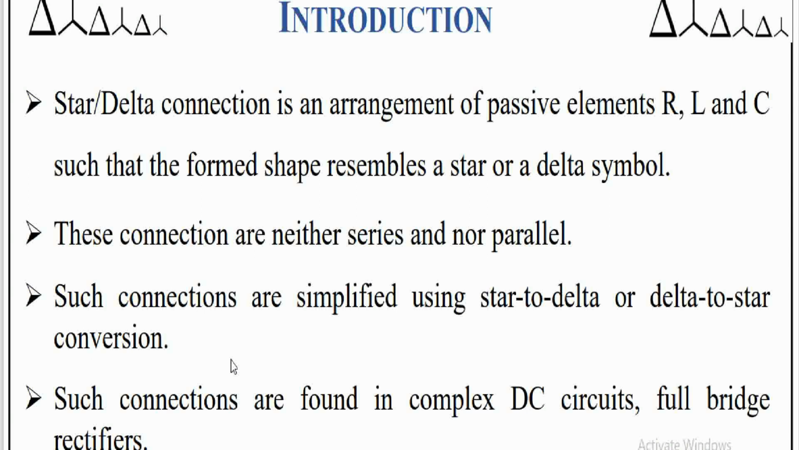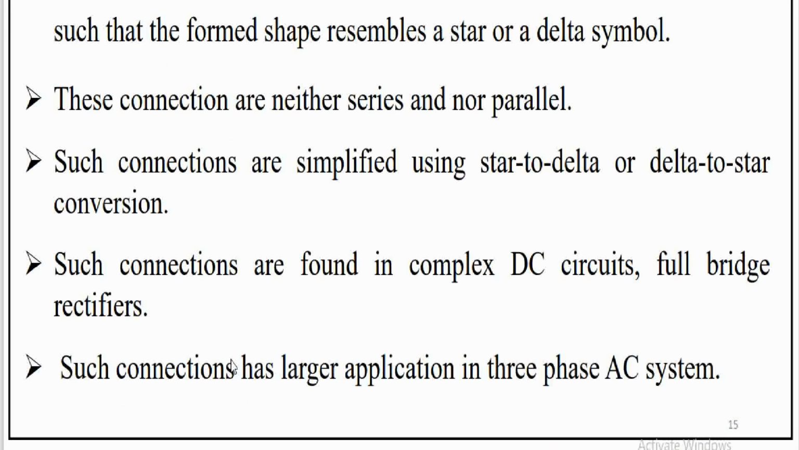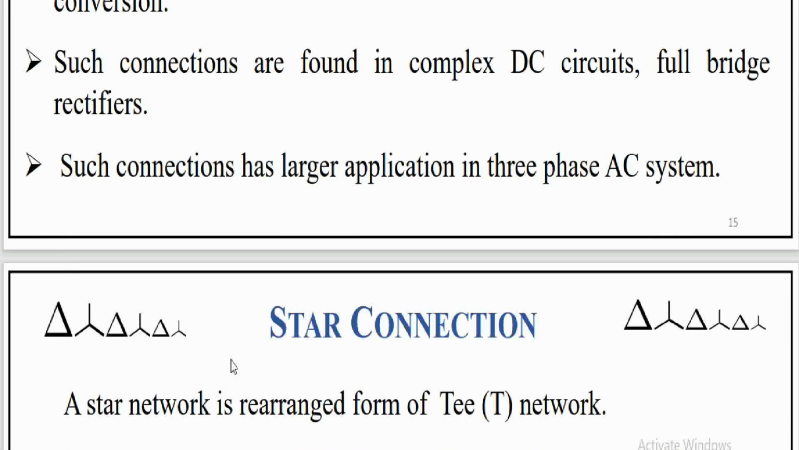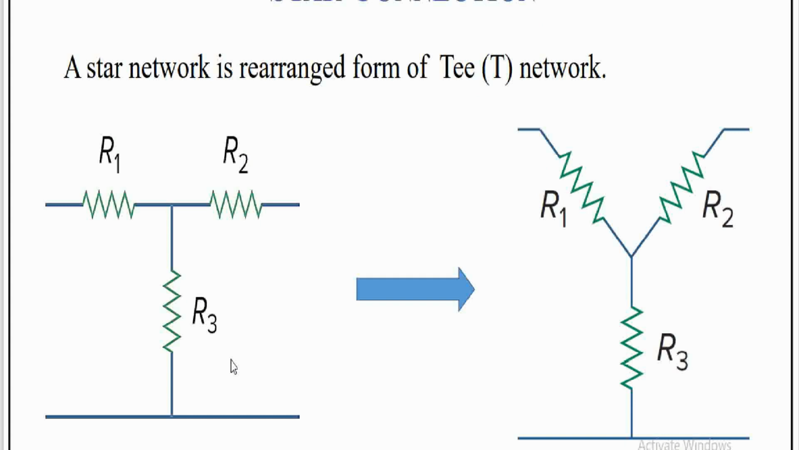So star and delta is neither parallel nor series. These connections are neither series nor parallel. Such connections are simplified using star to delta or delta to star conversion. Such connections are found in complex DC circuits, full bridge rectifiers. Such connections have large applications in three-phase AC systems.